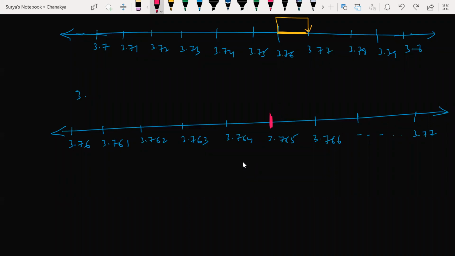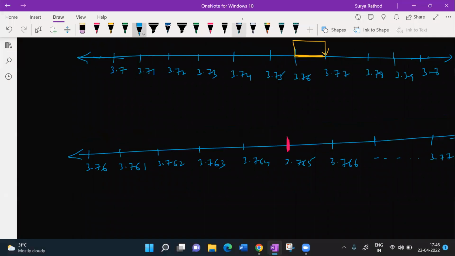Can you also tell how to mark root 9.3 on the number line? Sir, I have two doubts. How can we mark root 5 on the number line? And second, how can we mark 0.7 which has a bar on it? How to mark these two on the number line?